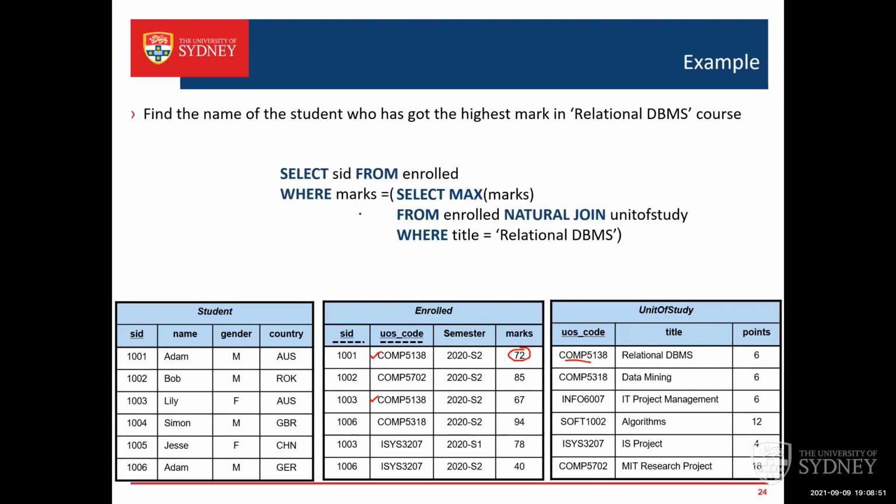Since this one is returning only one value, I am using equal. So who has got this 72? Figure out that SID. So in this case, 1001 has got this one. Right. And from there, I can figure out the name. Main thing to see is here I'm using in and here I am using equal. That's why I have written this query, so that I can show you that this one must be in, because there could be more than one student who has got this maximum marks for this unit. So I can have another student with Comp5138 who has got 72 marks as well.